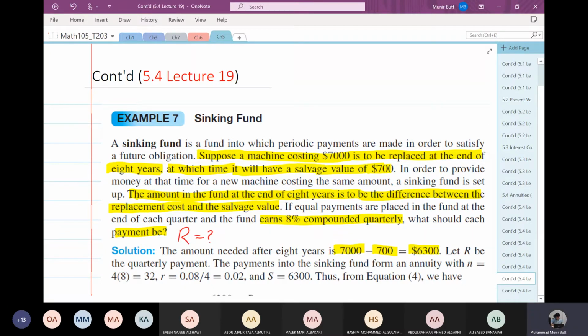So what we have given again, n is what? 8 years. But here we are talking about compound quarterly. So 8 years, and again we have 4 quarters per year. So n will be 32 periods.